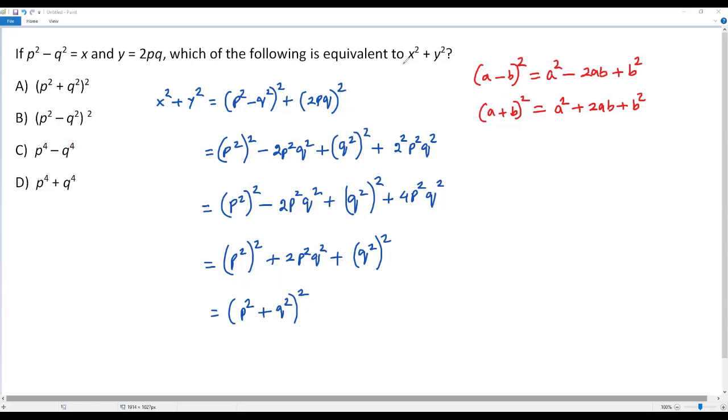Okay, here I got the expression that is equivalent to x square positive y square. So it is over here. We find this stuff in answer choice A. The correct answer choice for this question is A.